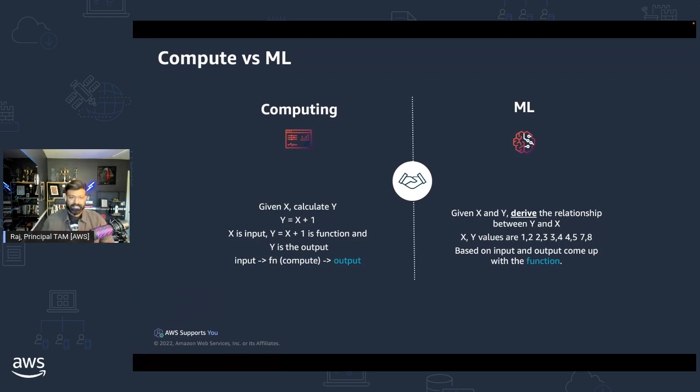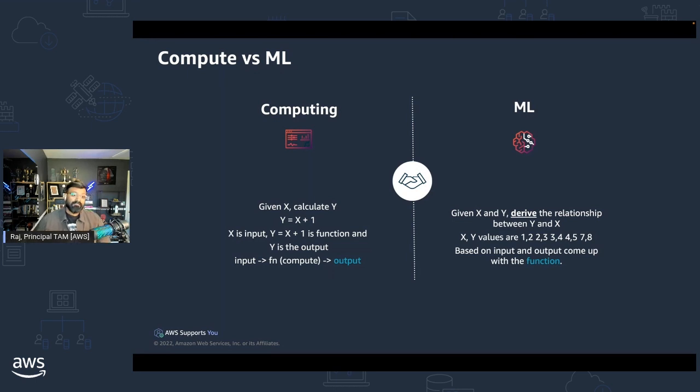So let's take an example, right? Or maybe a brief overview of machine learning in comparison to compute, because we all know about compute. So we just wanted to compare that with compute to get a good understanding. In compute, x and the function is given. So in our case, y is equal to x plus 1. And what is unknown? Y is unknown. And the focus is on y, computing the output.